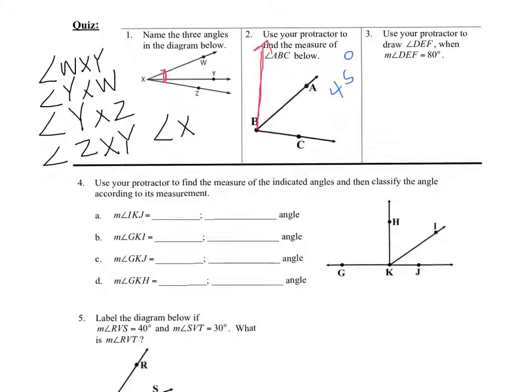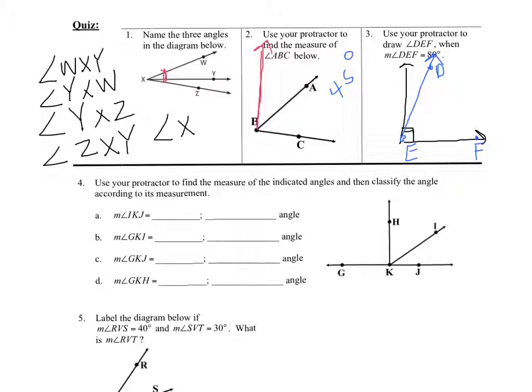Number 3 says use your protractor to draw angle DEF when it is an 80-degree angle. So again, if you were to construct an angle that was 90 degrees, then an 80-degree angle would be a bit smaller, not much, but a bit. Okay, so you need to put on that DEF, and there we have DEF.